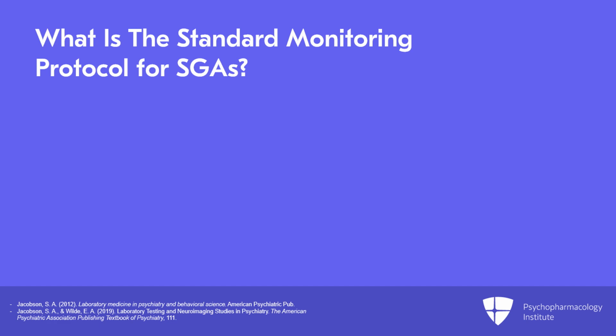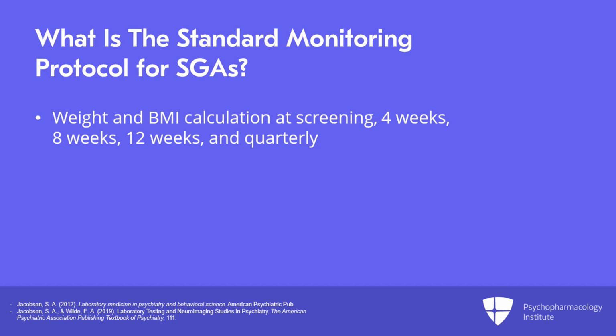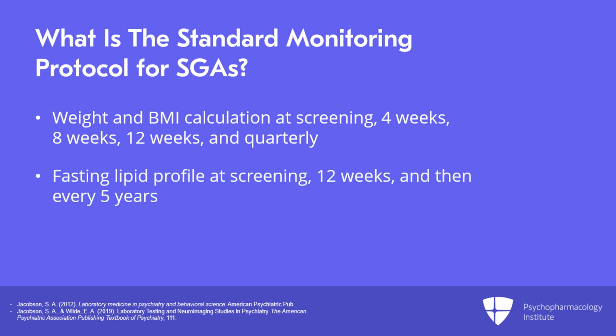Now, if I caught you there, don't worry, because in my view, you don't need to remember all of these monitoring protocols. All you need to do is have appropriate references at hand. And references are listed in your bibliography in this slide set. So the reference recommends for second-generation antipsychotics weight and BMI or body mass index calculation at screening, at 4 weeks, 8 weeks, 12 weeks, and then quarterly. So basically at screening, 1 month, 2 months, 3 months, and then every quarter. And then second, fasting lipid profile at screening, at 12 weeks, and then every 5 years.